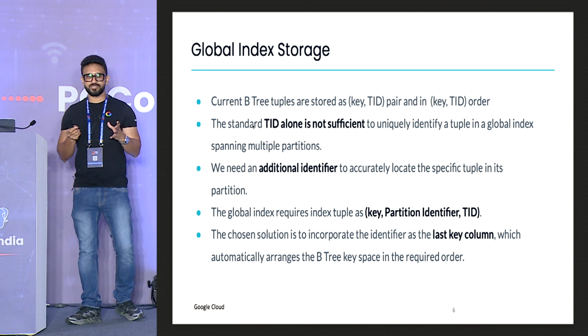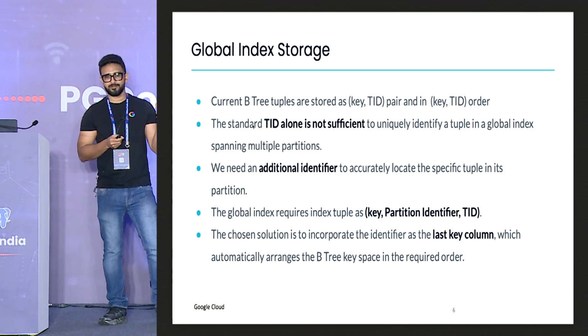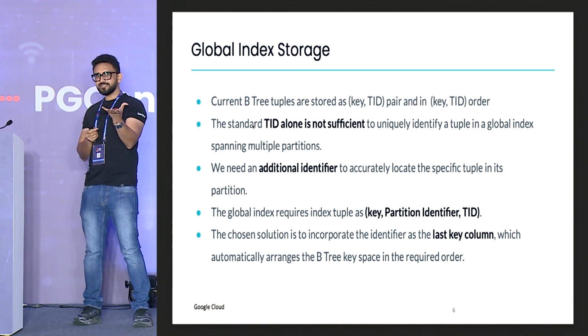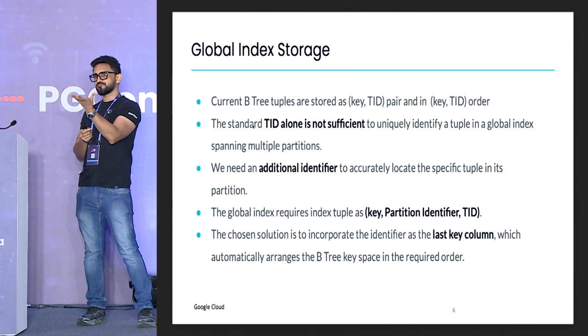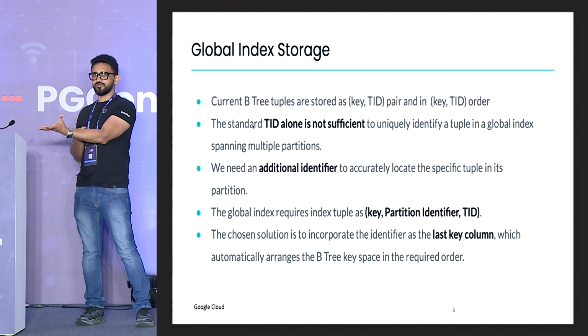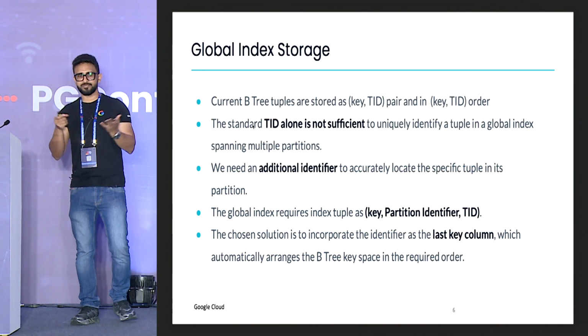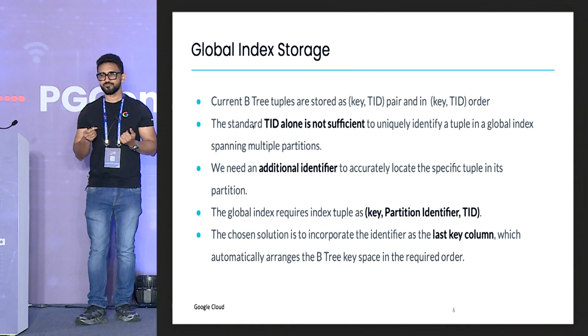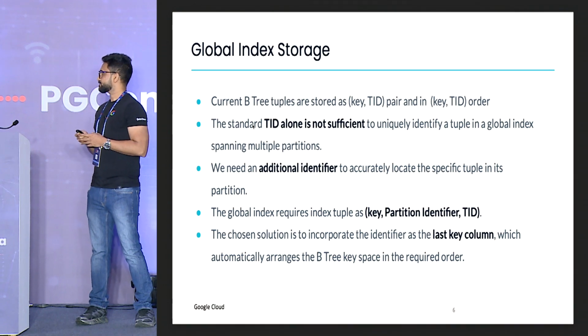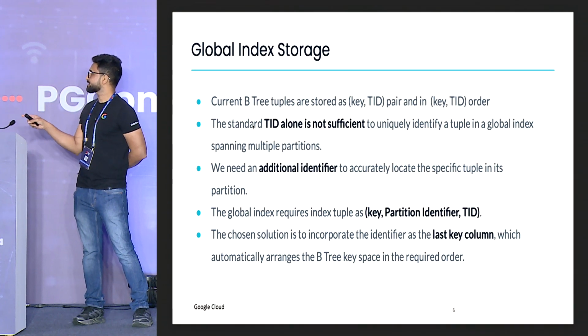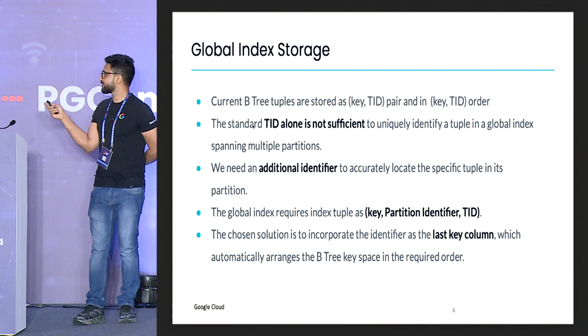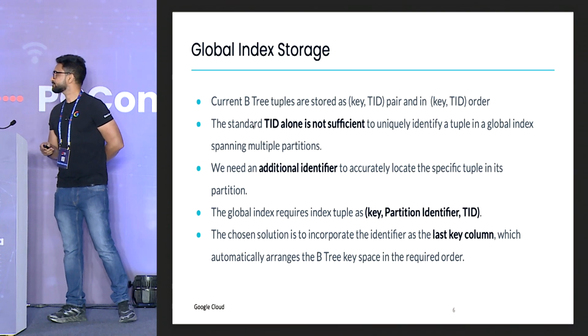But in short, what we understand is we need the relation OID, then the block number and the line pointer to locate the tuple, right? If there are multiple relations covered by the global index. I still kept it as a partition identifier because we'll discuss why we cannot use a relation OID.